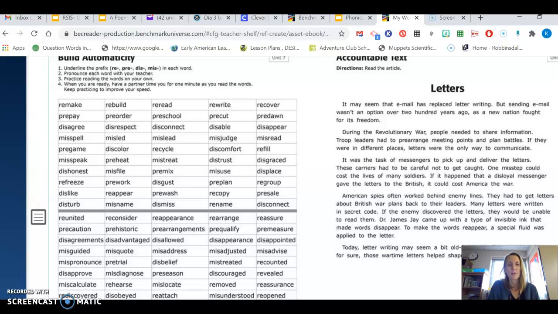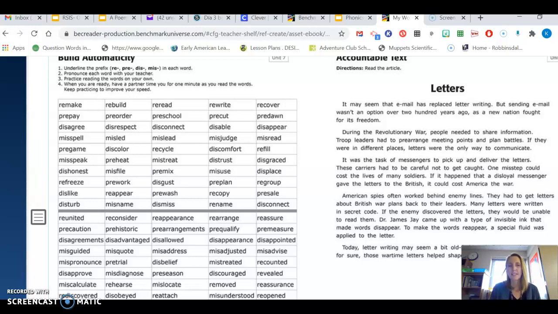And then we have pre. Pre means before. Okay, so like the word right under remake is prepay. That means to pay ahead of time. So see if you can find a couple more words that use the prefix pre.